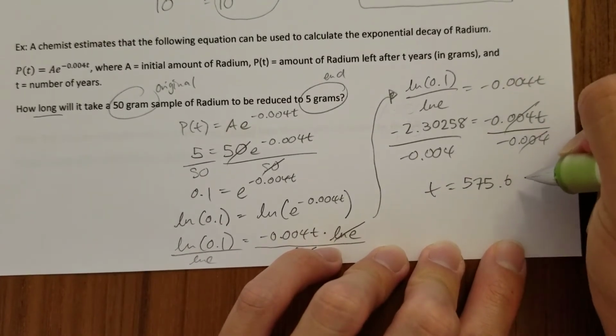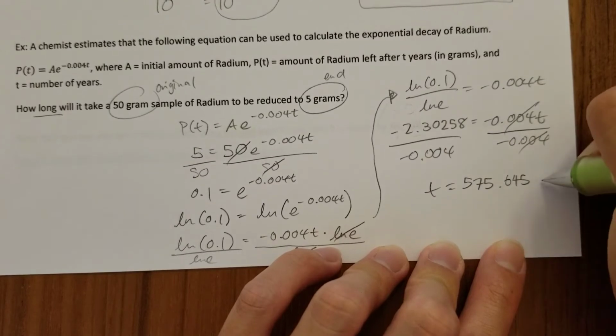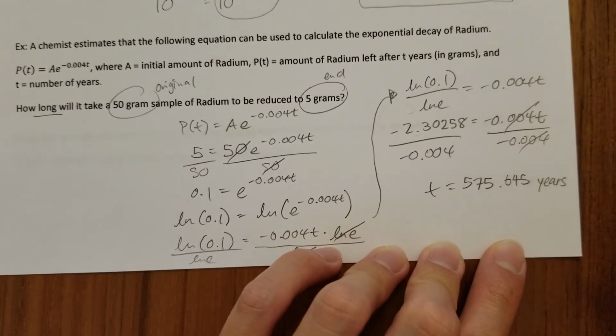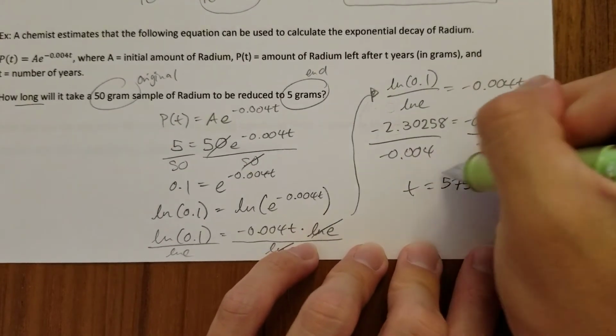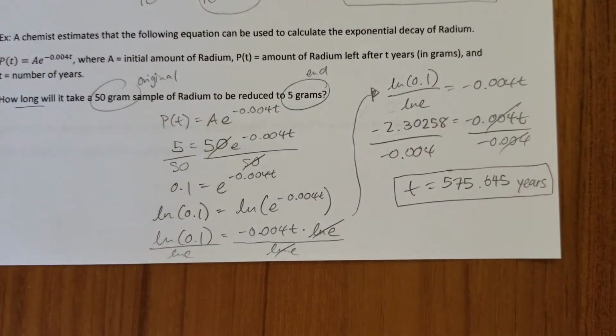In my notes I have a slightly different value; it depends how you round. It's about the same. So that's about how many years it would take. It's about 575.6 years.